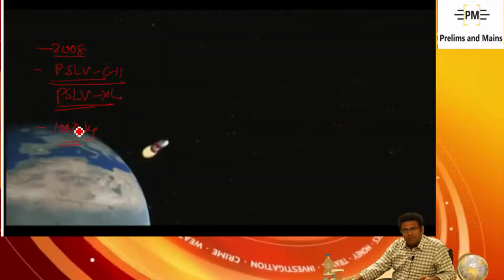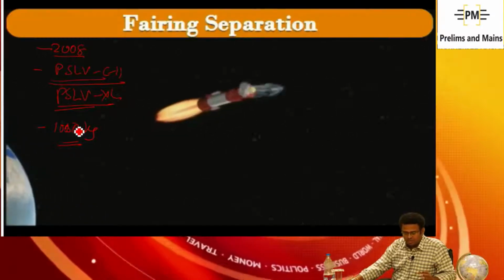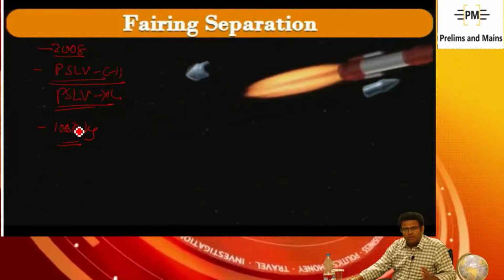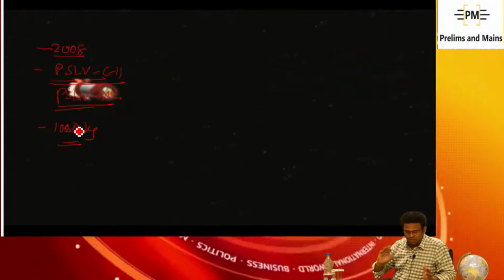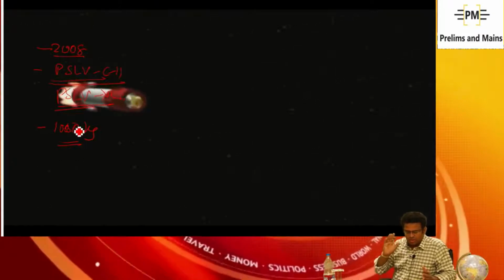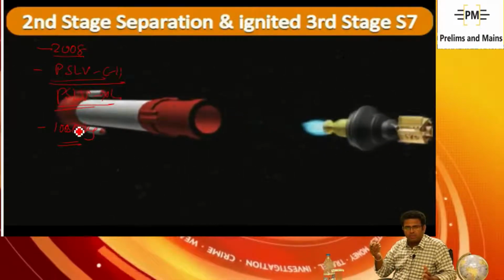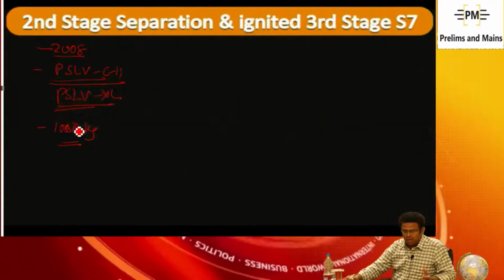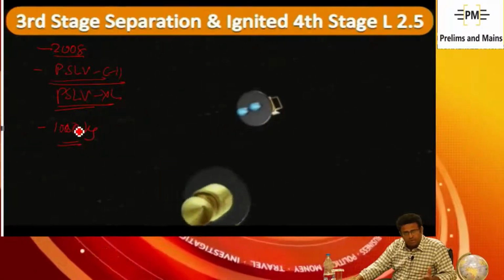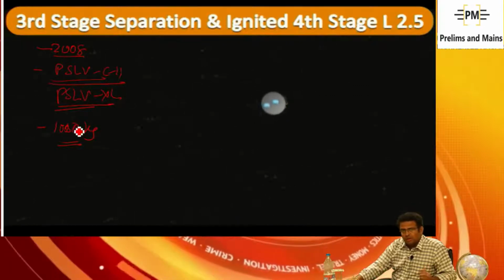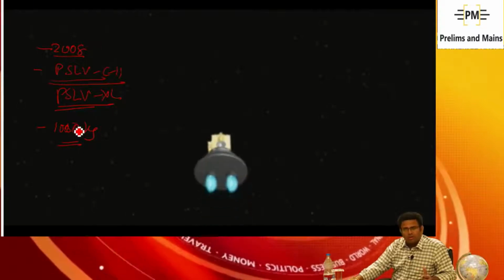As the PSLV moves into the upper atmosphere, all stages are clear, so I should not explain it. The booster will separate, stage 1 will separate, stage 2 will separate, stage 3 will separate, and finally stage 4 of PSLV, the liquid stage, will separate. Then the satellite will start moving around the earth in a circular orbit. Yes or not?